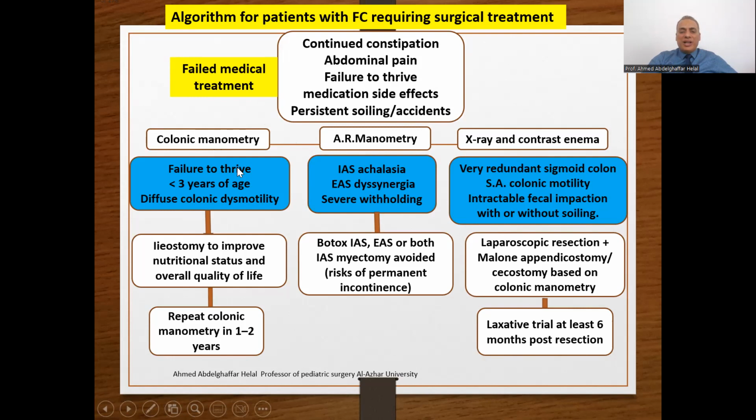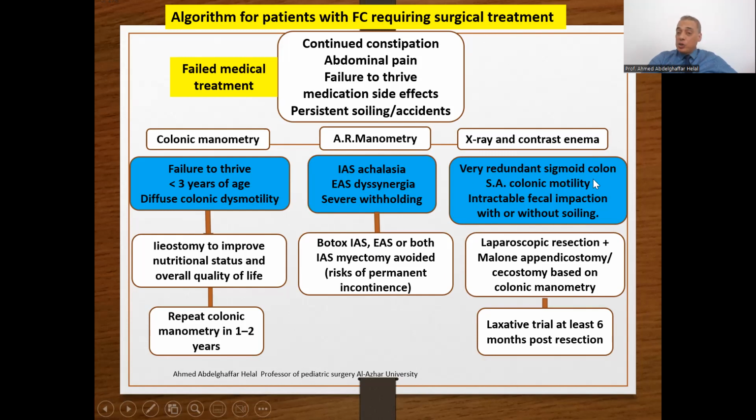And then according to the findings, if there is failure to thrive, less than 3 years of age, diffuse colonic dysmotility, ileostomy is indicated to improve the nutritional status and overall quality of life. Repeat the colonic manometry in 1 to 2 years, and half of these children will be able to close their ileostomy and resect if there is a small area of abnormal motility. Anorectal manometry: if diagnosed internal anal sphincter achalasia, external anal sphincter dyssynergia, severe withholding, botulinum toxin injections; myectomy is avoided as a risk of permanent incontinence.